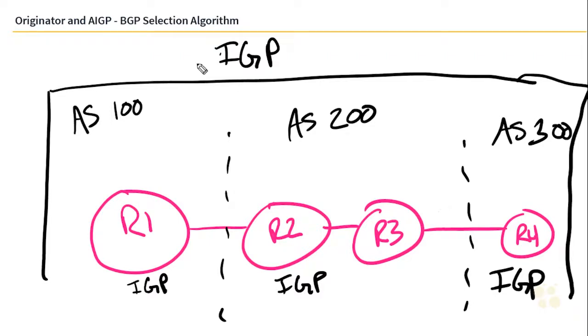This is using something called, well, I'm just going to write it here, AIGP, Accumulated Interior Gateway Protocol. Each router has to agree that they are going to run AIGP the whole way through the path. That way the metric can be accumulated as it moves from one autonomous system to the next. Configuring AIGP is very easy. It's one command.